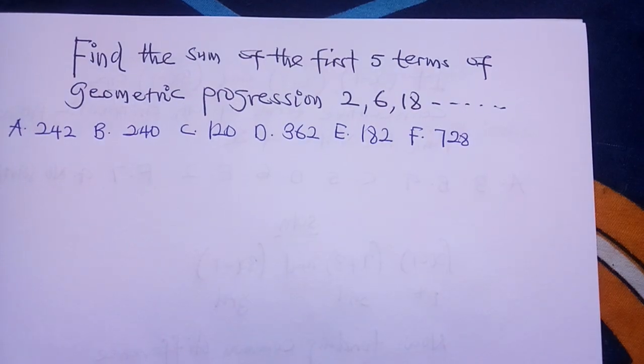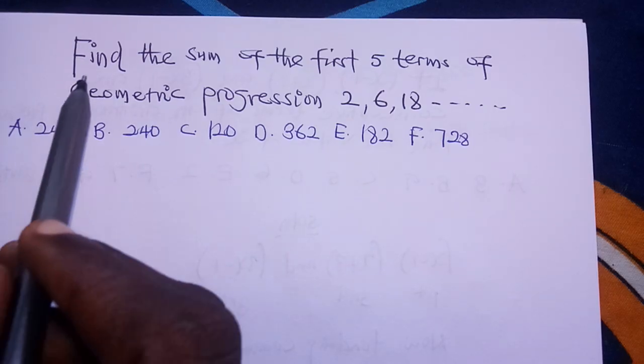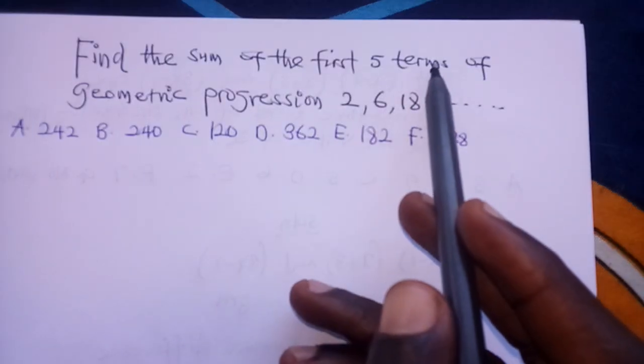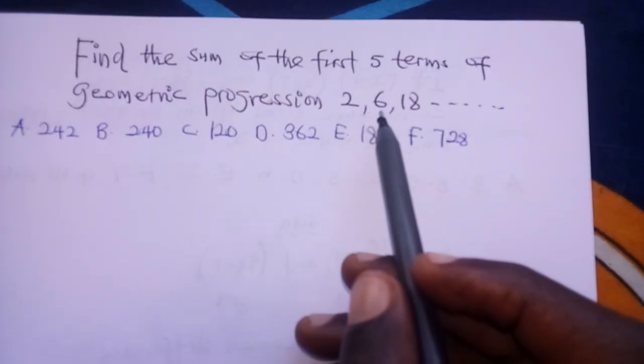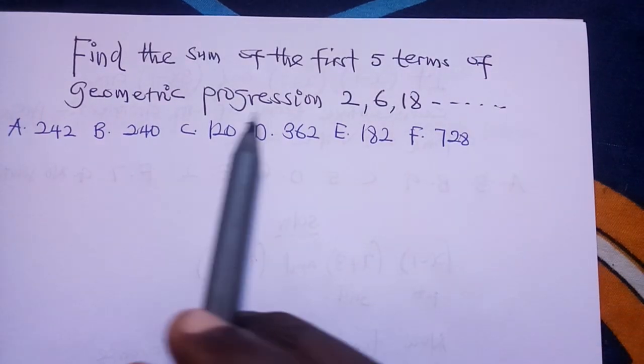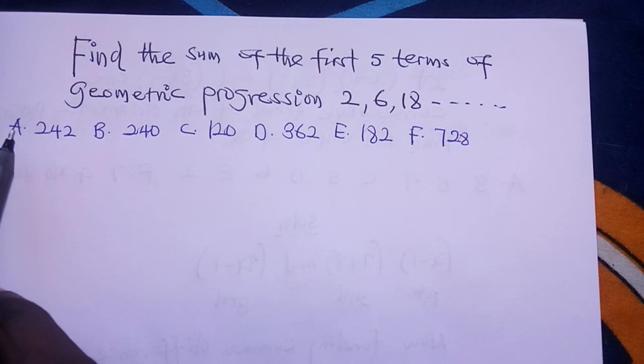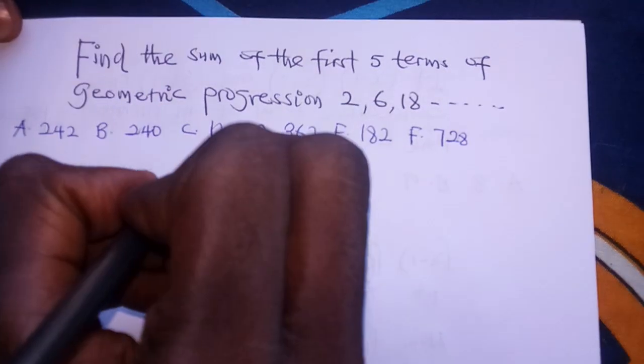Okay, and it is coming from GP to be specific. It reads: find the sum of the first 5 terms of the geometric progression. You are given 2, 6, and 18. You are also given options A to F. Okay, let's see the solution.